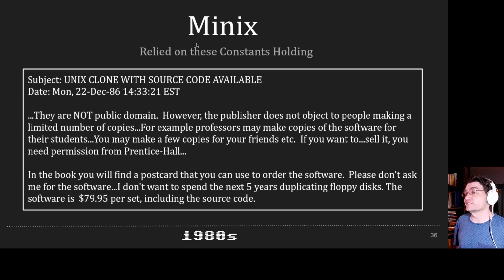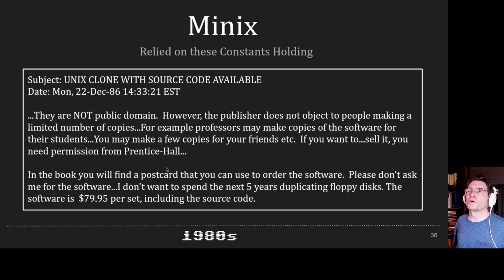This is relying on the constants holding. So this entire agreement is relying on there not being an easy, widely accessible internet, and there wasn't in 1986. You may make a few copies for your friends. If you want to sell it, you need permission from Prentice Hall. All right, that sounds fine.